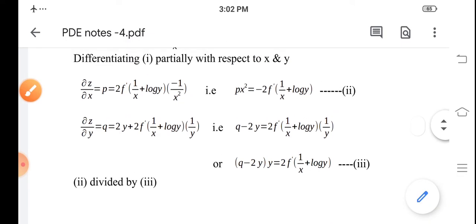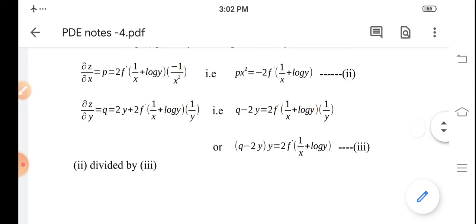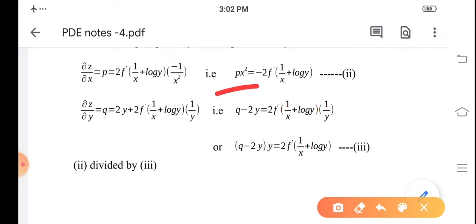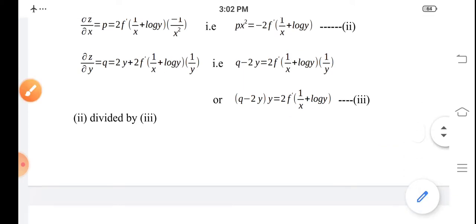To eliminate f dash from equation 2 and 3, we divide equation 2 by equation 3. So when we divide equation 2 by equation 3, in the left hand side, we get px square divided by q minus 2y into y. And in the right hand side, minus 2 times f dash of 1 by x plus log y divided by 2 into f dash of 1 by x plus log y. Then f dash term gets cancelled.